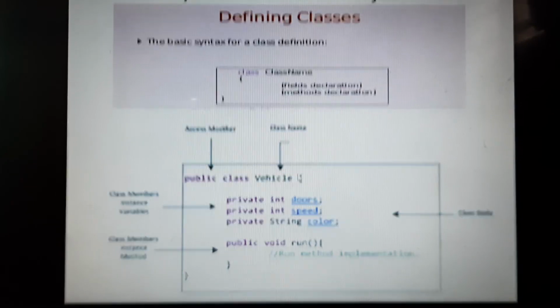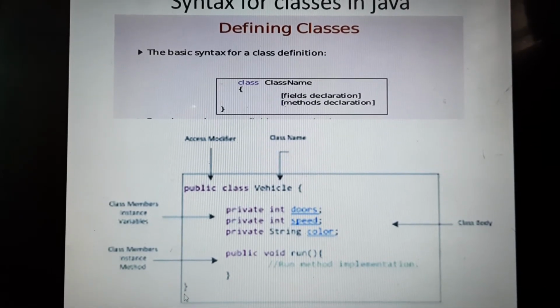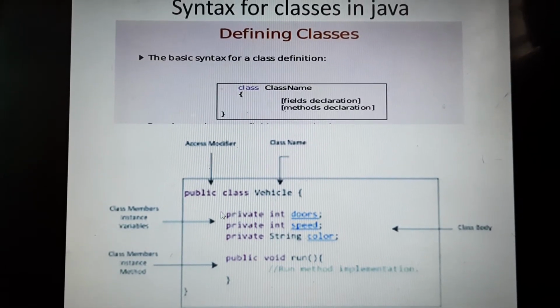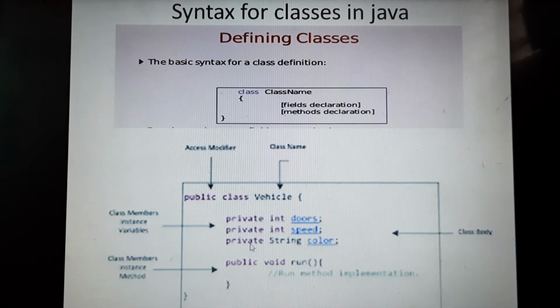Finally, the class is closed by using the closing curly brace. So: public class, the class name, the declaration of field variables, the declaration of methods, and the closing brace. This is the syntax of a class in Java.